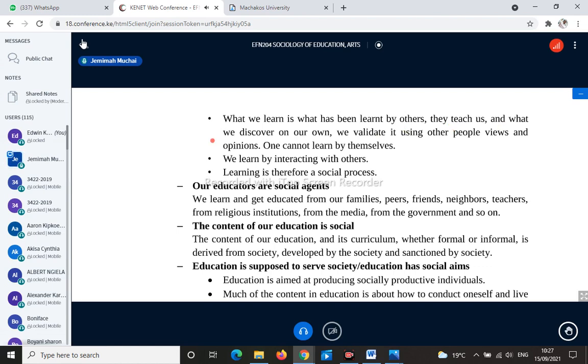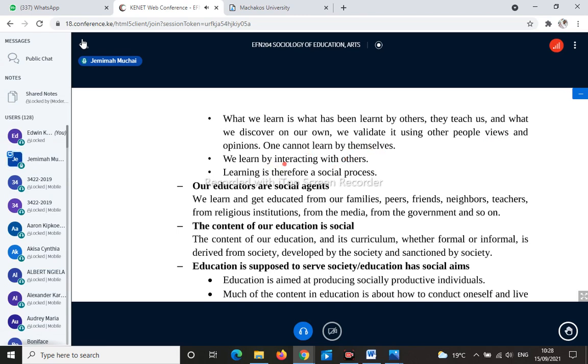And what we discover on our own: we have heard of very creative people coming up with new ideas, new things, innovations. What they discover on their own, we validate using other people's views. Whatever you have come up with on your own cannot be said to be new if others have not looked at it and said, indeed, this is something new that has not been there before. So it has to be validated by others. Other people have to say, indeed, this is something good, something new that has not been seen before. So what we learn on our own, we validate using other people's views and opinions. One cannot learn by themselves.